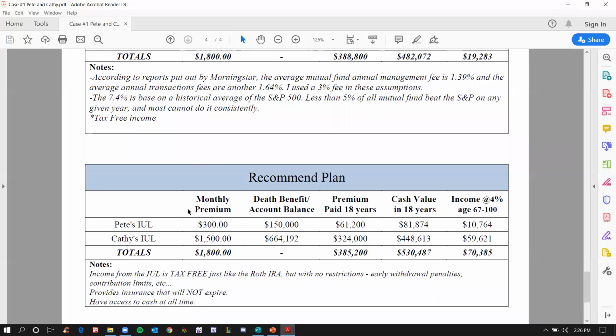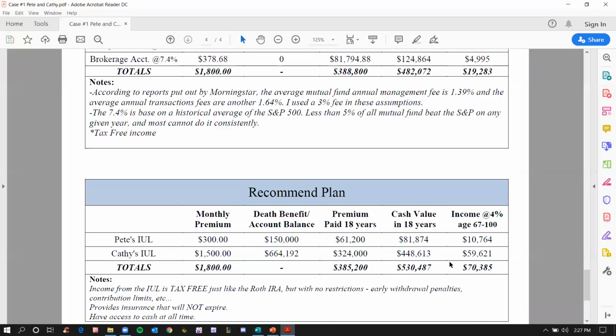So for the same $1,800 you're spending right now, we're going to give you both the same or more insurance. We're going to spend the same $385,000 or $388,000 total. We'll give you $50,000 more and almost 4 times the income. Which plan makes more sense to you? That's the whole thing, guys. That's as simple as it is.